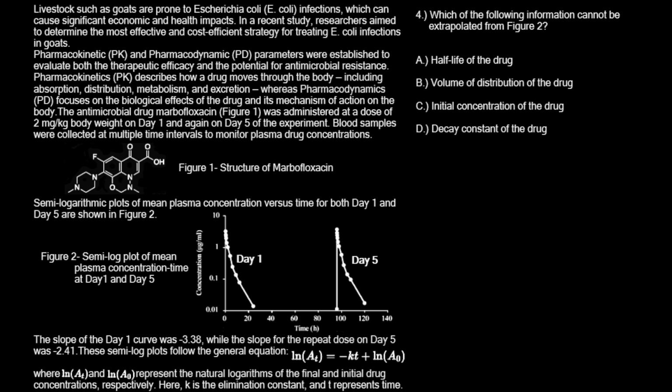Here's question number 4. Which of the following information cannot be extrapolated from figure 2? Answer choice A says the half-life of the drug. Answer choice B says volume of distribution of the drug. Answer choice C says the initial concentration of the drug. And answer choice D says the decay constant of the drug.